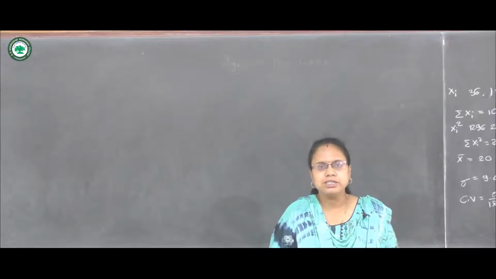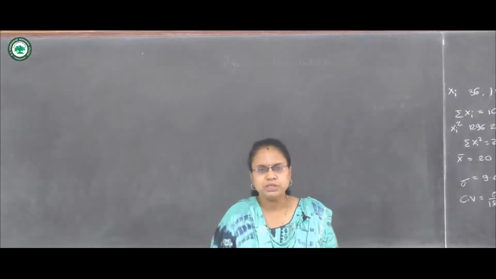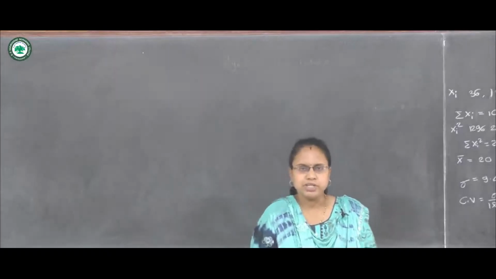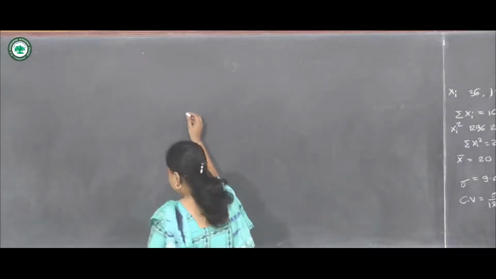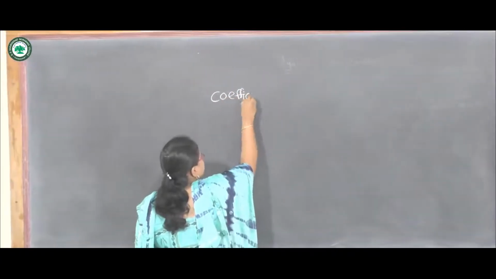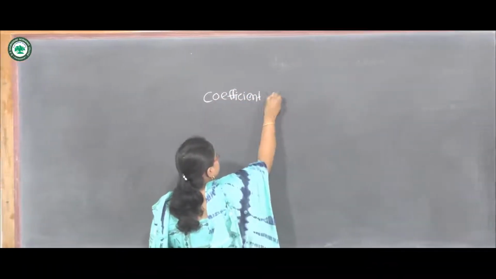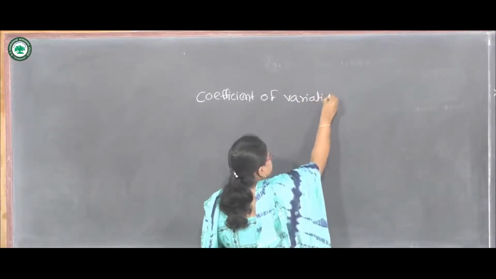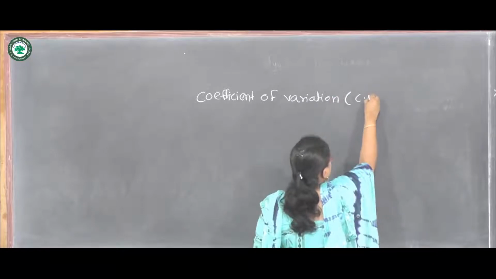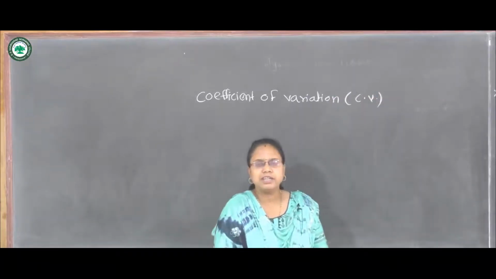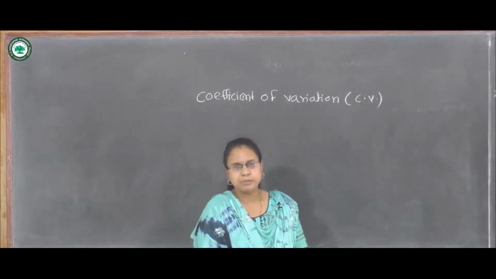Today we will see the concept of coefficient of variation, which is the relative measure for variance or standard deviation. It is abbreviated as C.V. It is the coefficient of variation and it is suggested by Professor Karl Pearson.